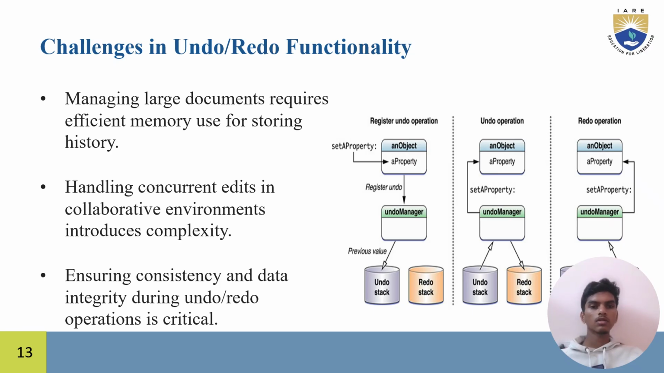Managing large documents requires efficient memory use for storing history. Handling concurrent edits in a collaborative environment introduces complexity. Ensuring consistency and data integrity during undo and redo operations is crucial. And you can see the image I mentioned there, how this function works.